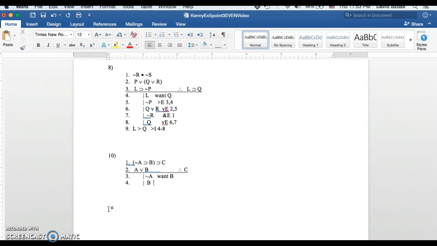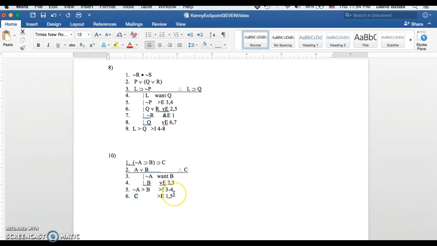We can get B by disjunction elimination of 2 and 3. And that proves that if not A, then B. That's conditional introduction 3 through 4. Okay. Now that we've got that, that's the antecedent of the conditional, we can get C by conditional elimination of 1 and 5. And that's it. C is our conclusion.